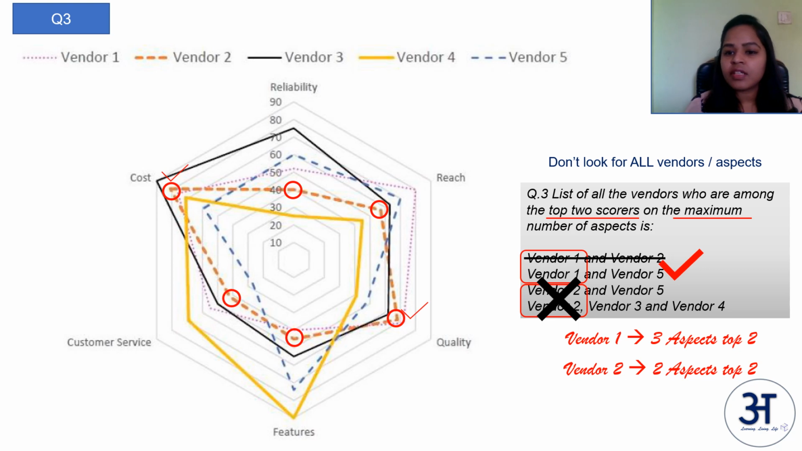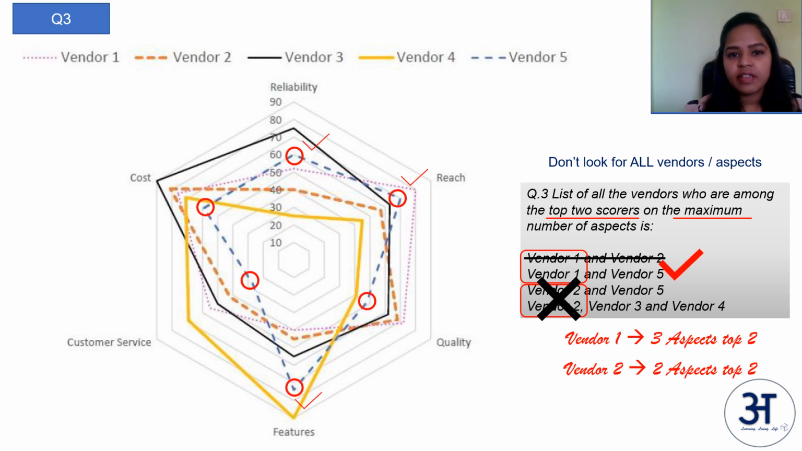Just to cross check your answer, let us also look at in how many aspects vendor 5 is in the top 2. If we look at vendor 5, it is again in 3 of the aspects in the top 2: reliability, reach and features. In reliability it is second, in reach it is again second, and in features again it is second. So our answer is cross checked as well and it is correct.